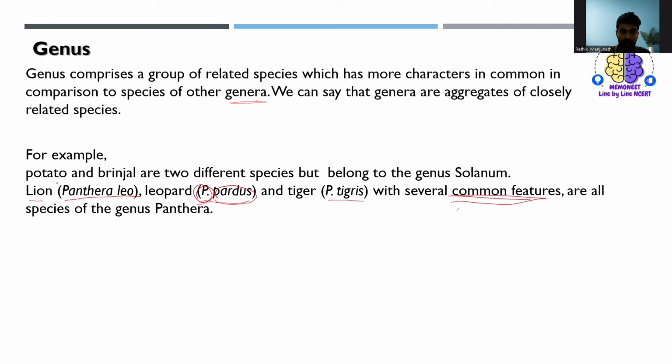In the same way, we have put the potato and brinjal together. You can see morphologically they might be different, but based on some similar characteristics, we are bringing them together in one genus, that is Solanum. Clear? So this is called a genus.